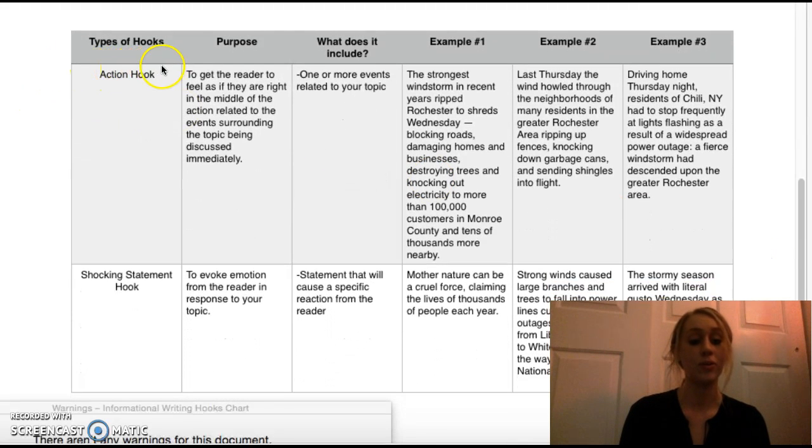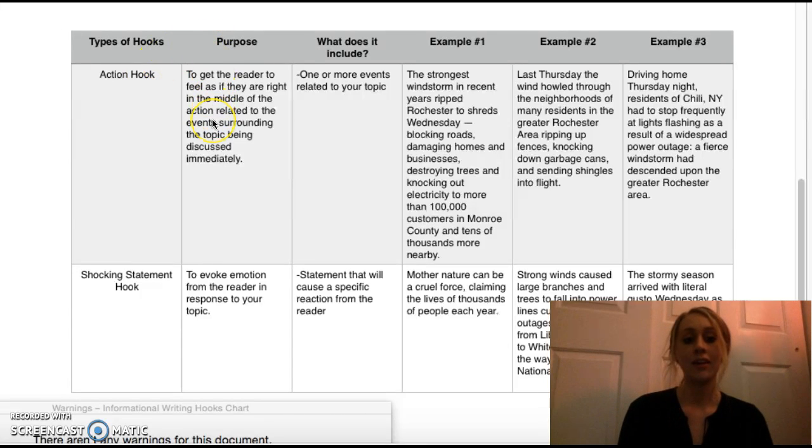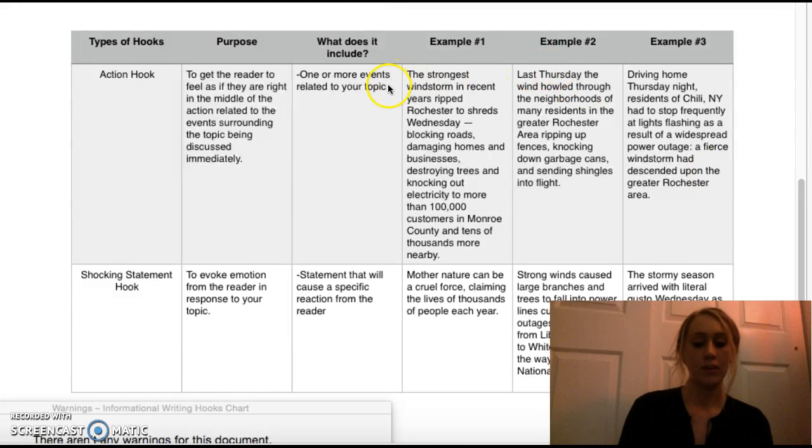Another type of hook you can include is an action hook. This can be done by beginning to describe different events that relate to information you're presenting on the topic. And if done at the beginning of your piece in your hook, this can get your reader to feel as though they're right in the middle of the action, especially if the information you're giving involves a lot of action or excitement. So this would include one or more events that relate to your topic.